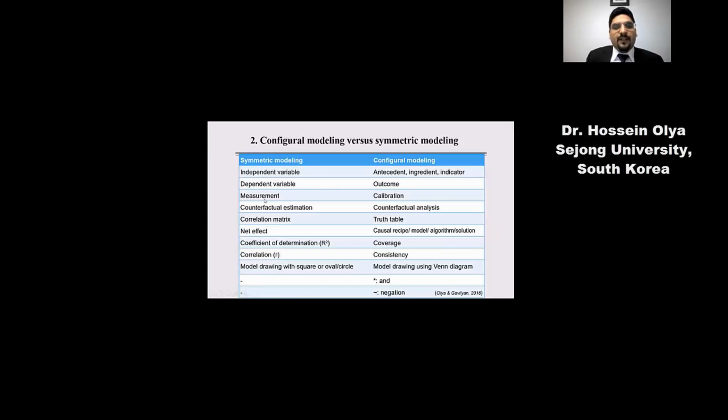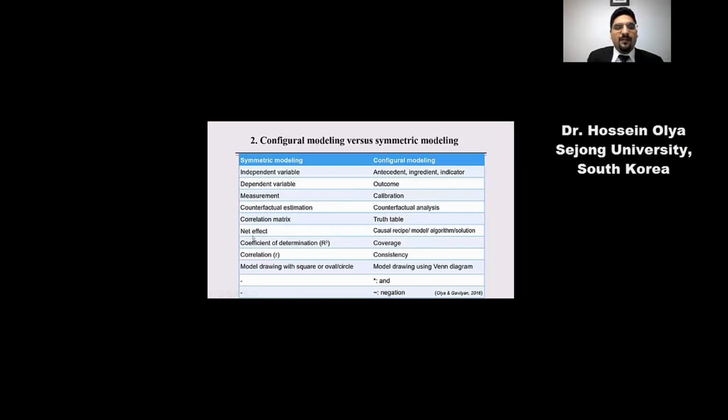When we talk about measurement in symmetric modeling or conventional research, in configural modeling you should use the term calibration instead of measurement. For counterfactual estimations, we need to use counterfactual analysis. I will explain calibration, counterfactual analysis, and other terms in the future slides. In conventional research, we have a correlation matrix. I'm sure that you are familiar. Here, in this method, we have a truth table.